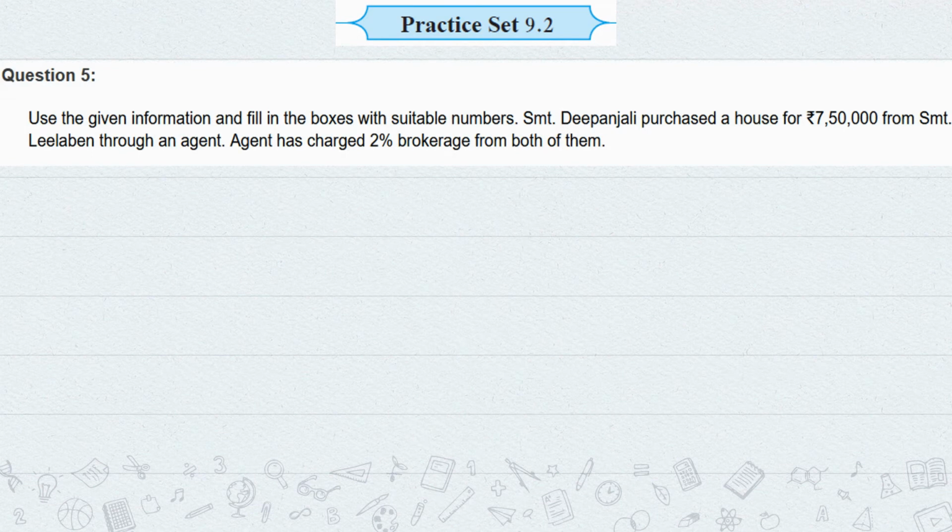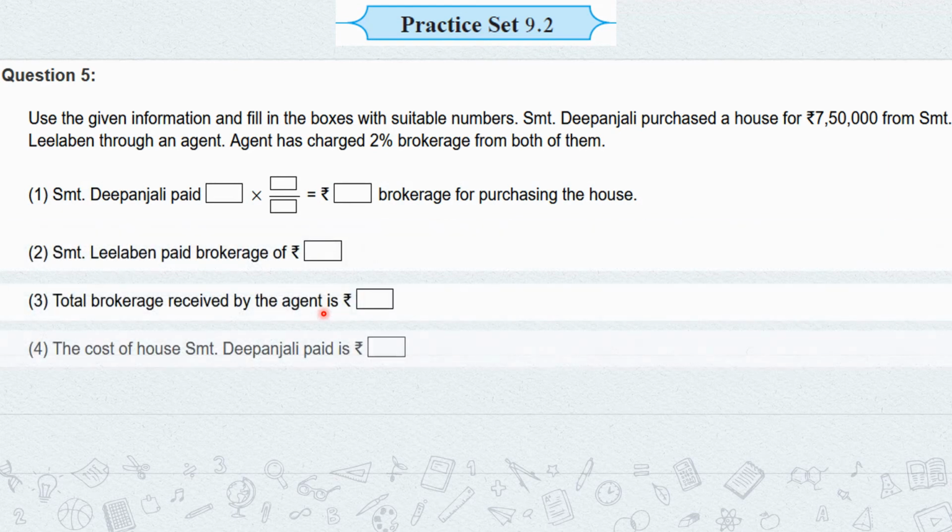Let us see question number 5. Use the given information and fill in the box with suitable numbers. So this is an activity. Srimati Dipanjali purchased a house for rupees 7,50,000 from Srimati Leelaben through an agent. The agent charged 2% brokerage from both of them. So we have to complete this activity. Let us go step by step. Srimati Dipanjali paid dash into dash upon dash is equal to dash brokerage for purchasing the house.